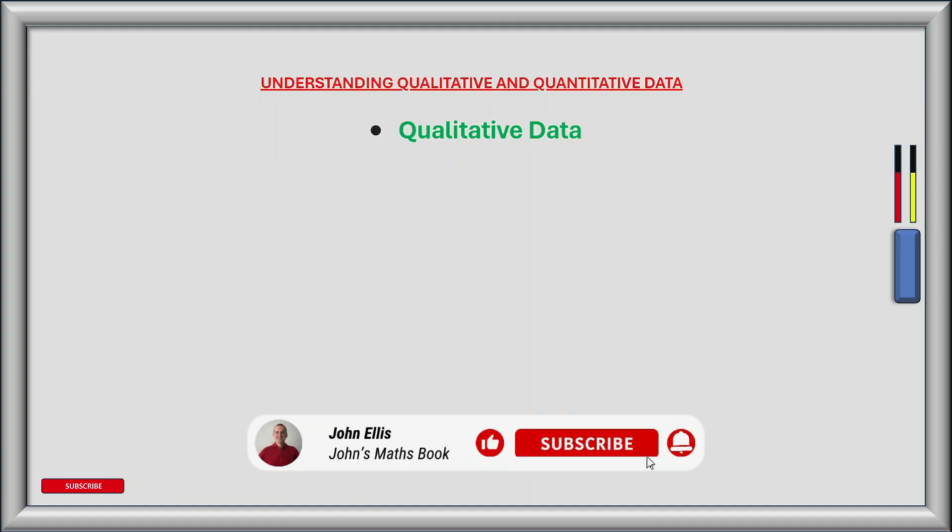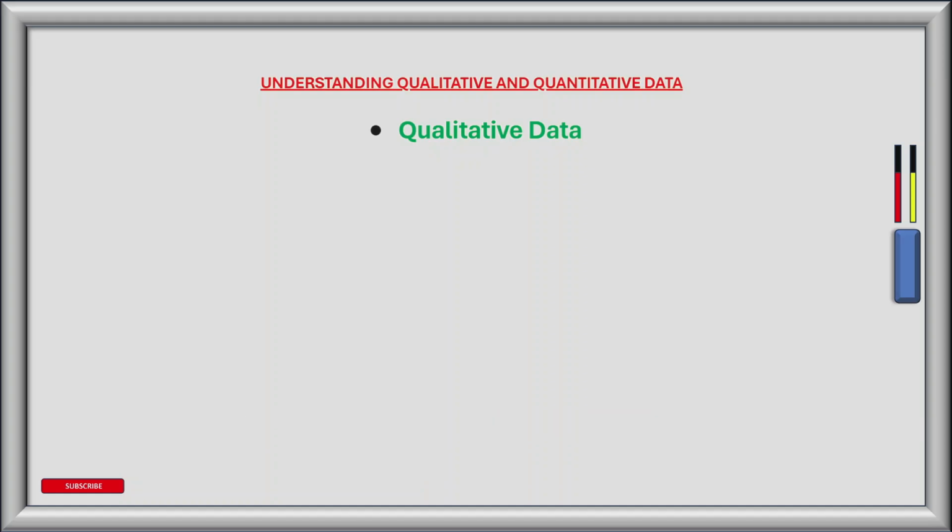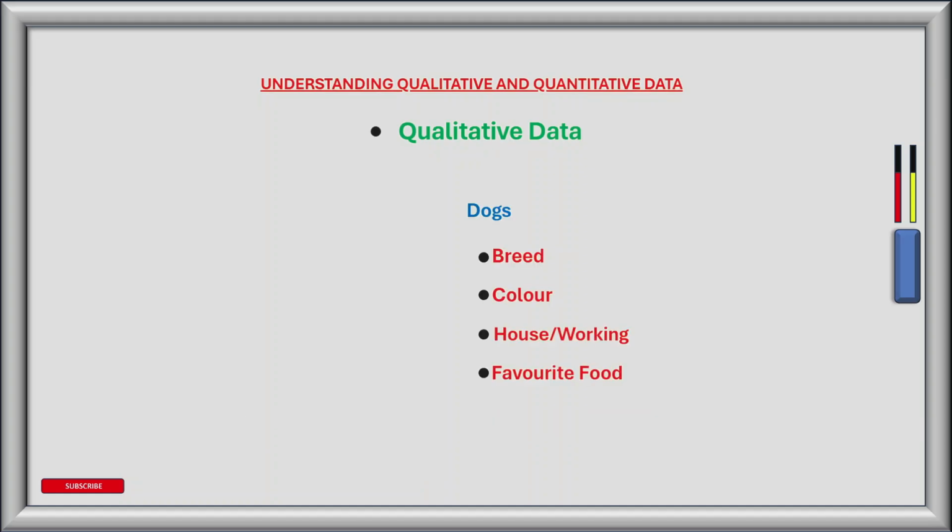This type of data explains the qualities and attributes of certain things and does not contain numerical information. So, for example, if I'm recording information about dogs, I may want to record the breed, the color of the dog, whether it's a house dog or a working dog, and maybe its favorite food. So this type of data records observations about things that cannot be described numerically.